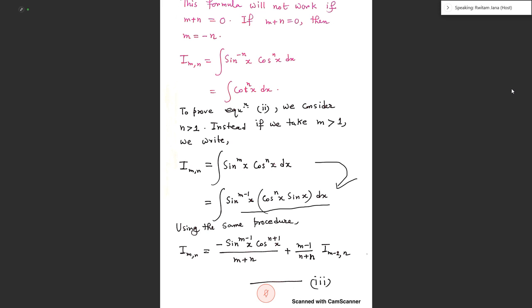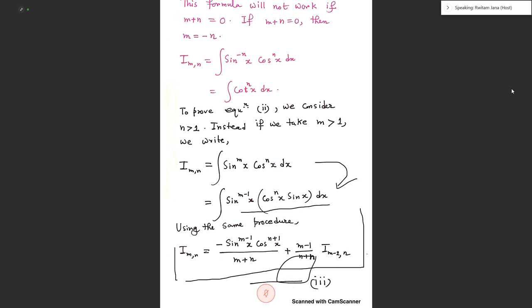And using a similar procedure to the previous case, you can get this formula, equation number 3. There is a problem in equation number 3: in the denominator I have written n plus n, which is not true. It would be m plus n.